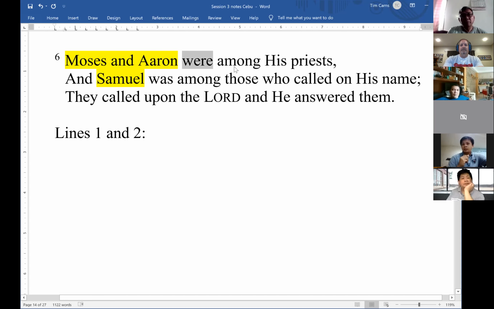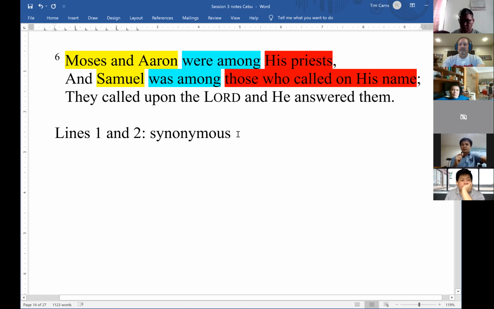What does that look like to you? Synonymous. See that? The subjects, even though they're different people, they're the same idea. Moses and Aaron were among his priests, and the parallel to that is those who call on his name. So lines 1 and 2 are synonymous.